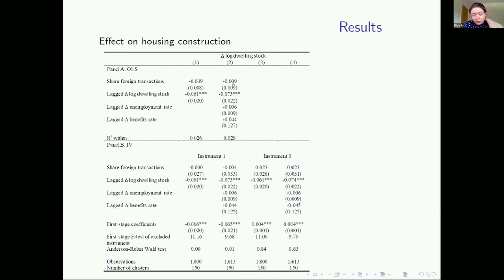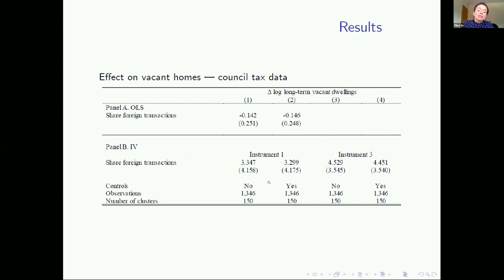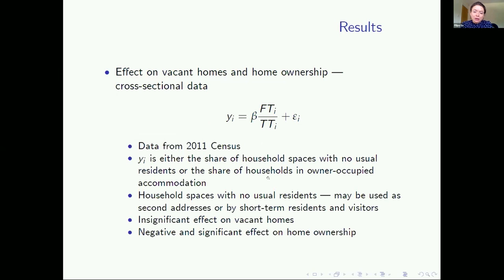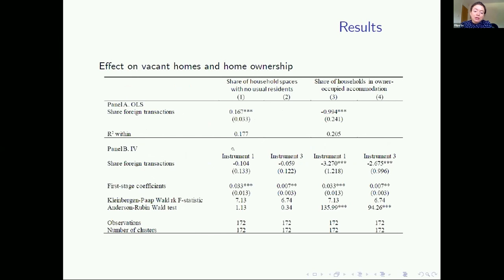For housing construction, I don't find a significant effect, so I will not go into the details there. And for vacant homes, I used data from council tax returns on dwellings that are reported as being vacant. I also do not find a significant effect. So it is not the case that in local areas with a higher share of foreign transactions, you see more homes being left vacant. I don't find evidence for that. And I use data from the census to do the same thing, and I also do not find a significant effect.